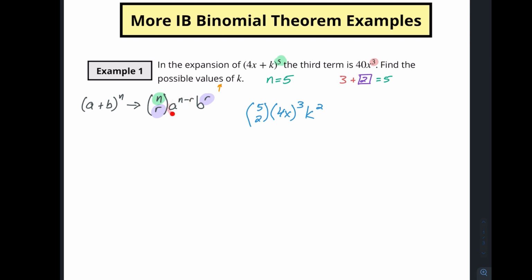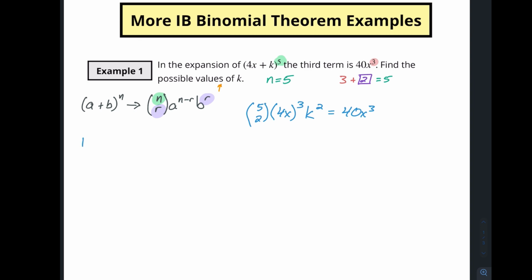This is our 4x term. This is our k term. And we know that this whole thing is going to equal 40x cubed. So 5 choose 2. There's a few different ways that you can do this. You may already know Pascal's triangle up to the fifth level. That's about as far as I know off the top of my head. You can use your nCr function, or you could use the factorial function to find this.